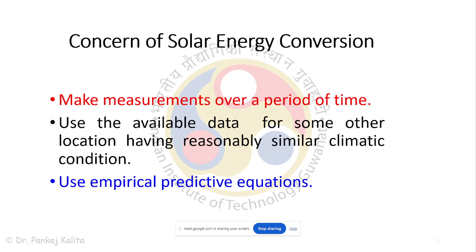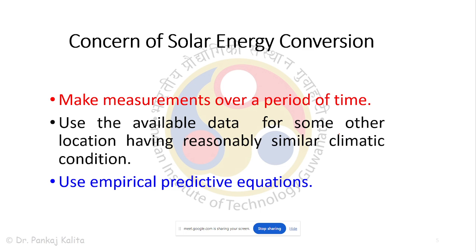Now, how to measure this solar radiation over a period of time? It majorly depends on what place we are talking about, which day we are talking about, which time of the day we are talking about. So there are several parameters that are involved while measuring the solar radiation.